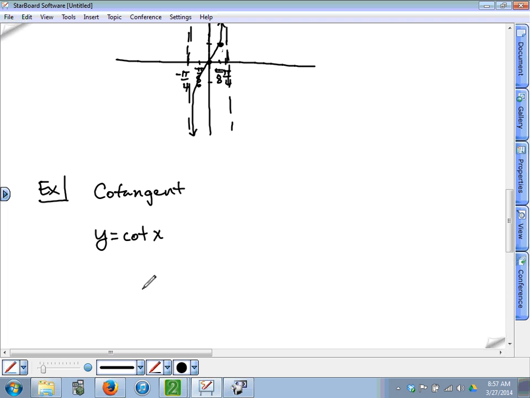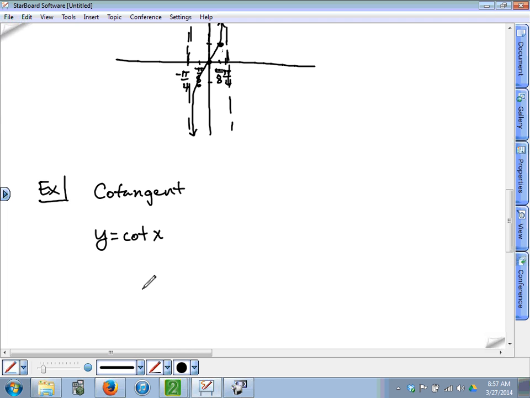Y equals the cotangent of x. Very similar. There are an infinite number of vertical asymptotes. They're in different spots. Why do they have to be in different spots? Why can't they be in the same spots then? Well, it's because cotangent's defined differently.